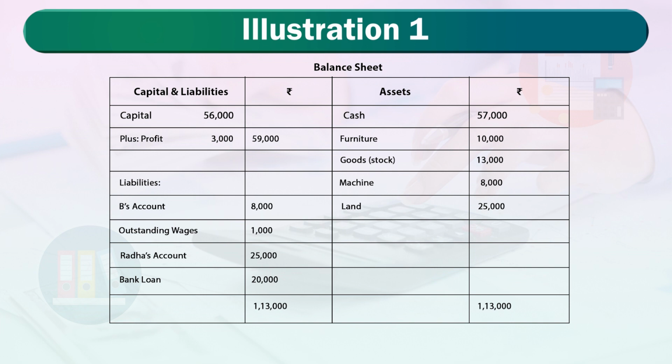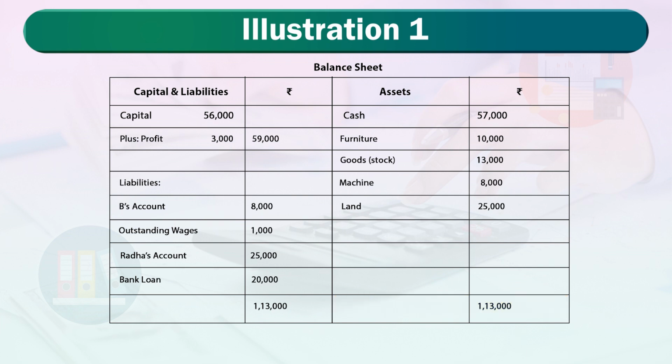Here, the first column shows the cash of 57,000. So, on the asset side, we have put over here cash of 57,000. Then, the next column was furniture of 10,000. So, again furniture is also an asset. So, we have put furniture as 10,000 on the asset side. Then, goods of 13,000. So, it was also placed over here, goods on the asset side at rupees 13,000. Then, machine of rupees 8,000 and land of rupees 25,000. So, this makes a total of all the assets as 1,13,000 rupees.